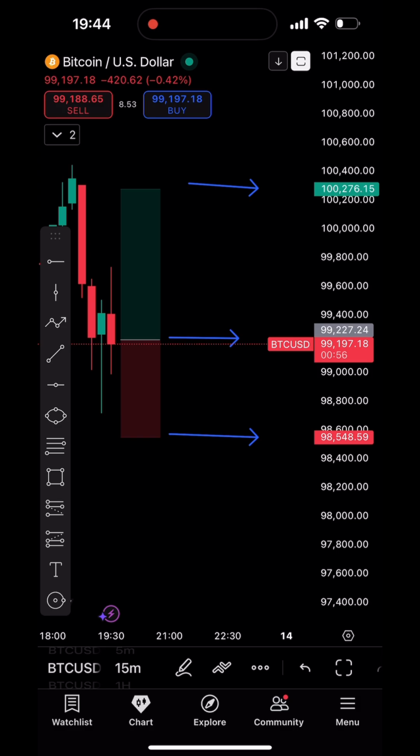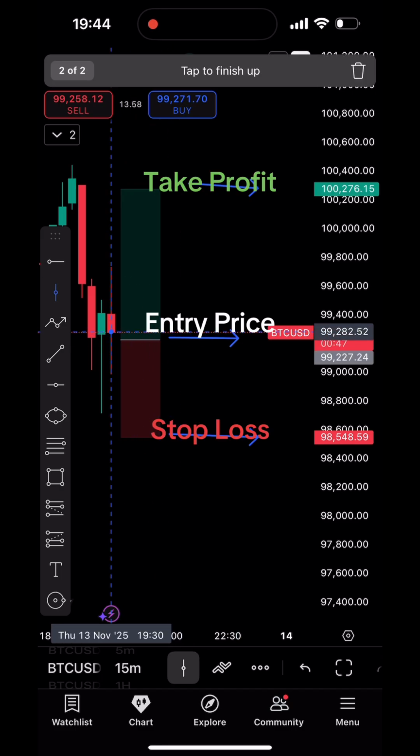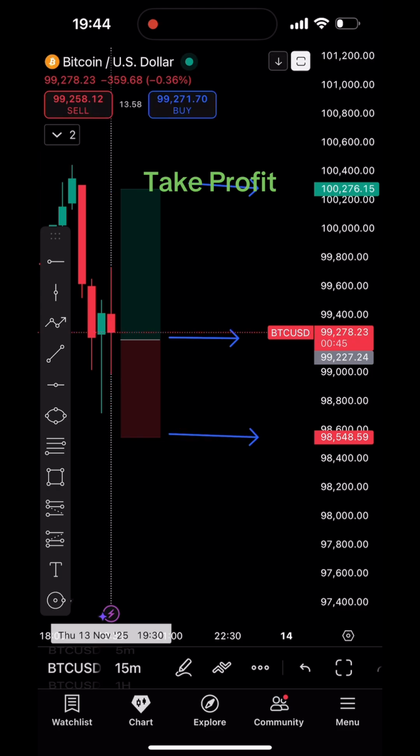This was way in advance, by the way. This was not very recent when I recorded this. But yeah, you can see our entry price, our stop loss, and our take profit. That's what we're going to be putting in to our Trade Locker.